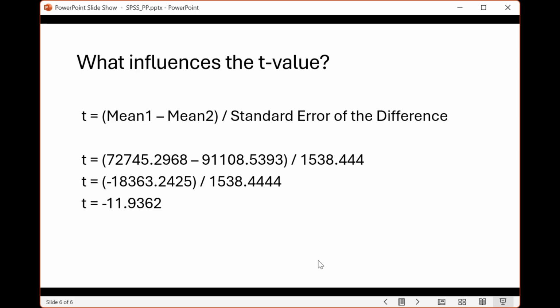So what influences the t-value? Let's unpack that. The numerator, mean 1 minus mean 2, is just the raw difference in means. In our case, that's 18,363 euros. The denominator, the standard error of the difference, measures how much variation there is in those sample means. The smaller that error, the more confident we are that the observed difference isn't just noise. So if we have a big difference in means and small variation, you'll get a large t statistic. That's exactly what we have here.